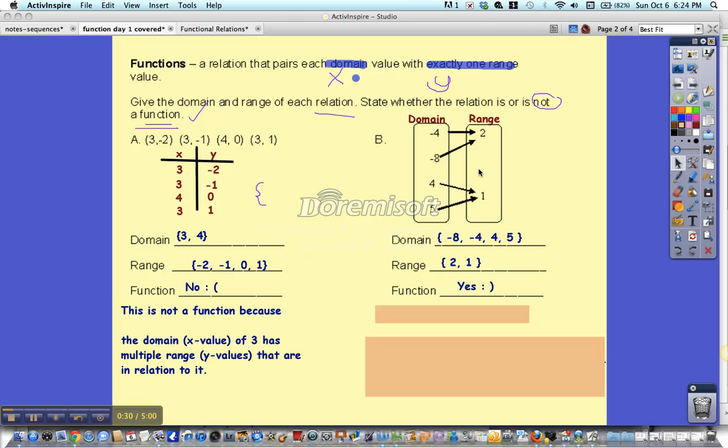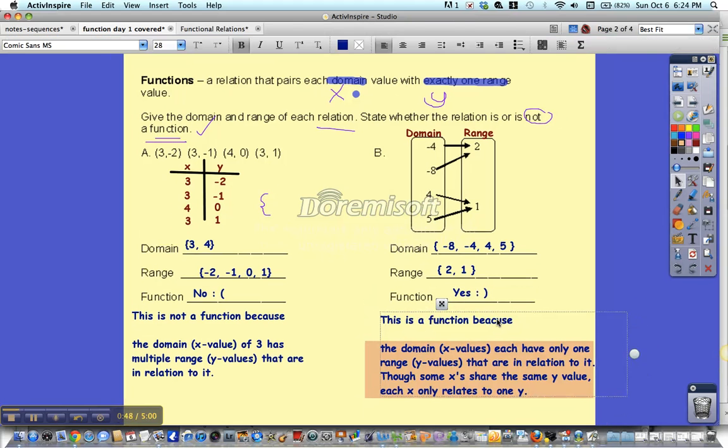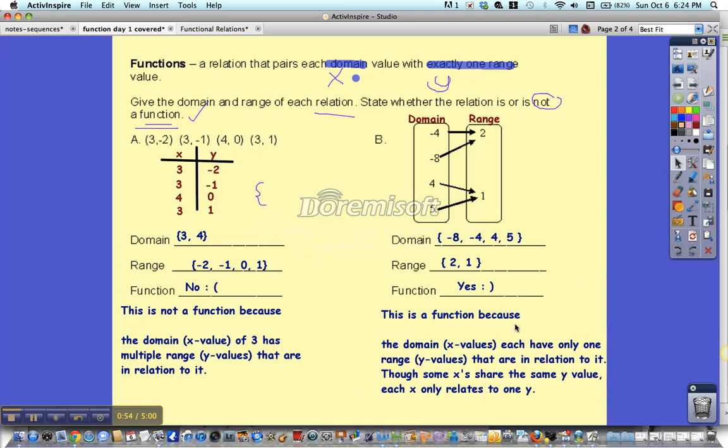This one is a function because negative 4 is only paired with 2, negative 8 is only paired with 2, 4 is only paired with 1, and 5 is only paired with 1. So this is a function because, make sure you spell because right. And I gave you the reason down there. The domain x values each have only one range y values that are in relation to it. Though some x's share the same y value, each x only relates to one y. So there we go. So let's try our last example.